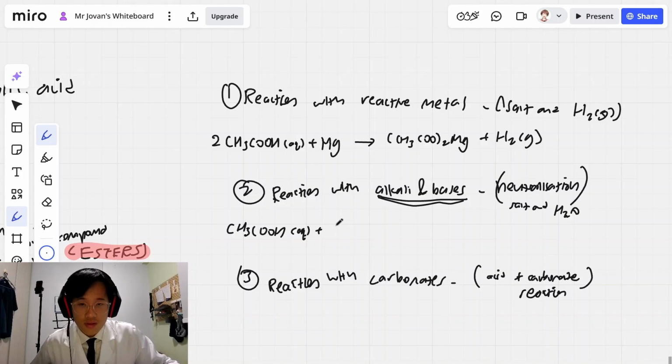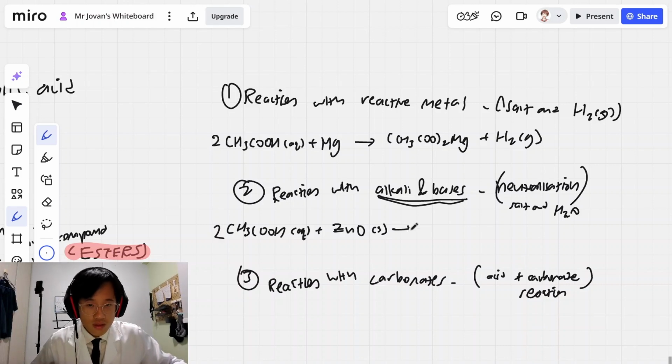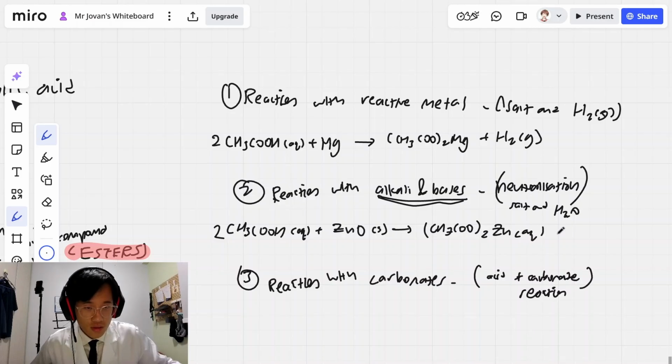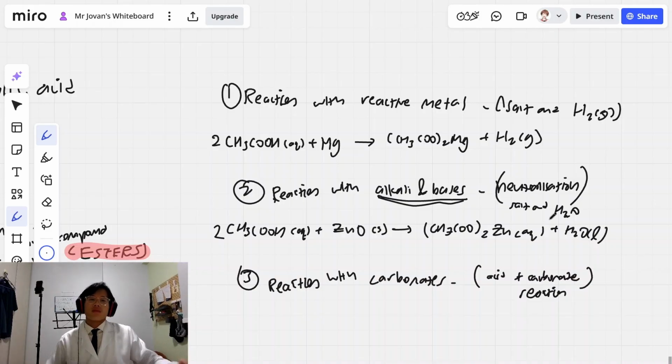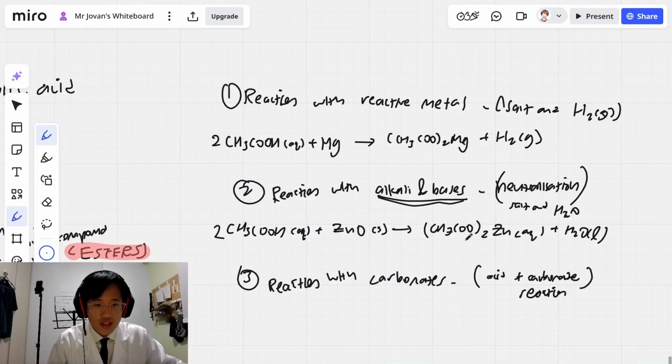Let's react with a base called zinc. Okay, so you can learn more about it from the acids and bases chapter and go look into alkalis and bases. All right, so typical neutralization reaction, we have a salt and a water. Now reaction with carbonates.